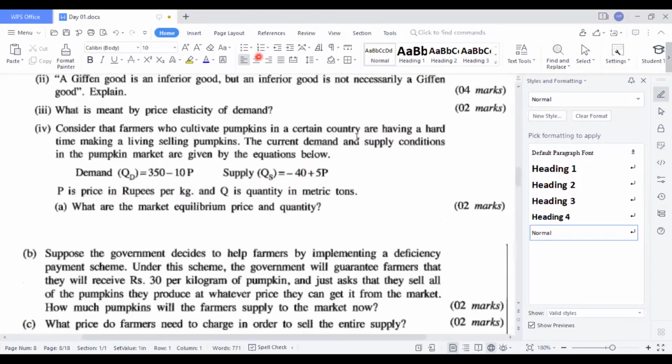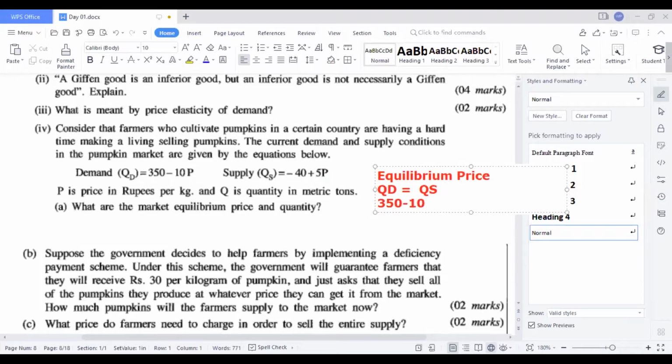So I'm going to do it here. QD is equal to QS. How to find the equilibrium price and equilibrium quantity. First of all, I'm going to find the equilibrium price. So I'm going to write here, equilibrium price. Do with me, guys. So we have QD, 350 minus 10p, is equal to minus 40 plus 5p, right, guys?